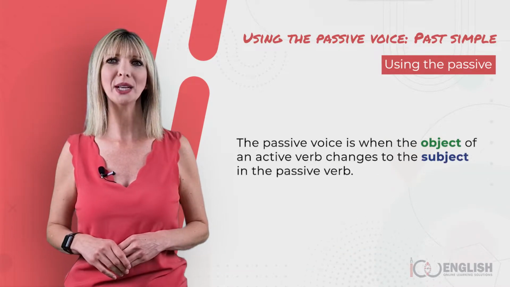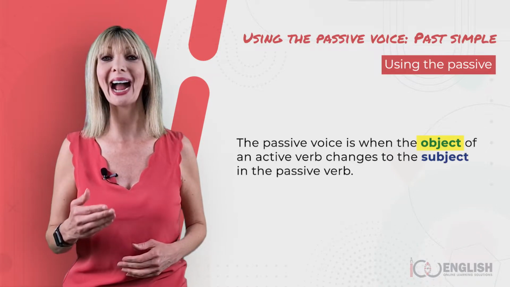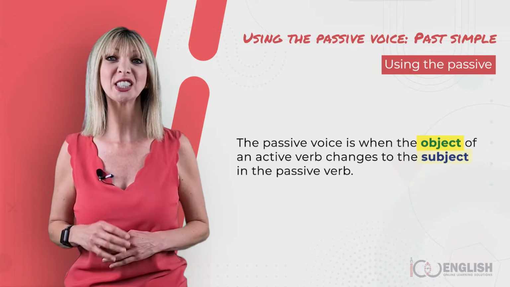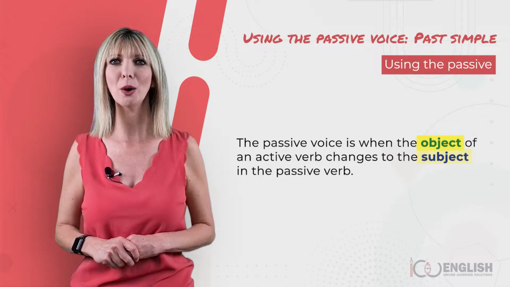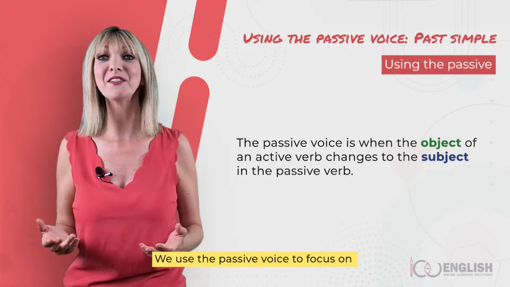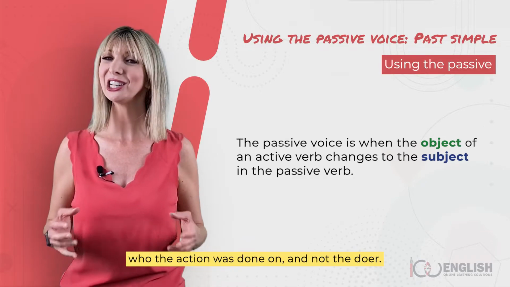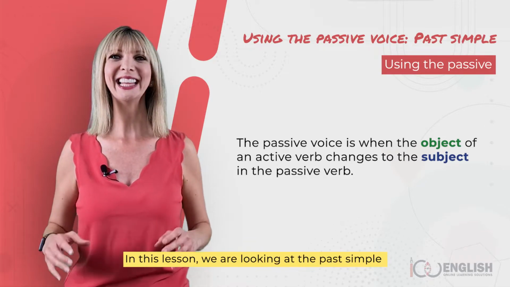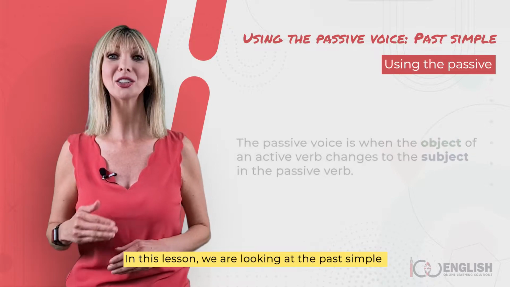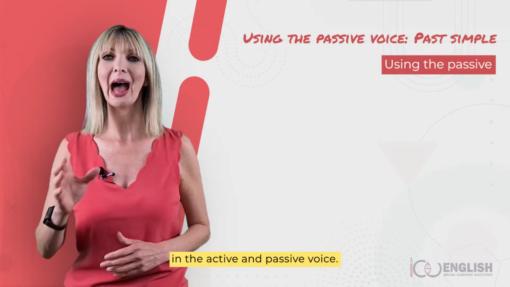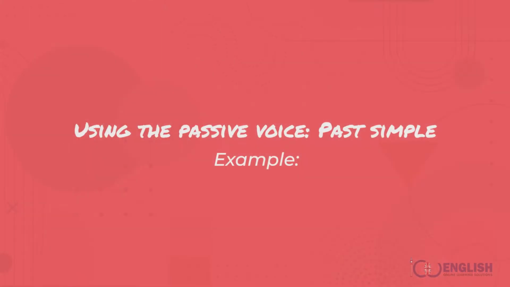The passive voice is when the object of an active verb changes to the subject in the passive verb. We use the passive voice to focus on who the action was done on and not the doer. In this lesson, we are looking at the past simple in the active and passive voice.